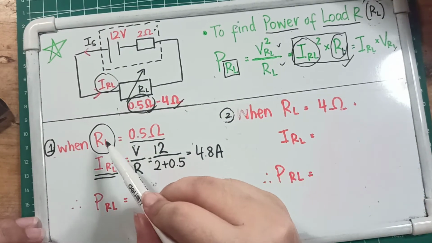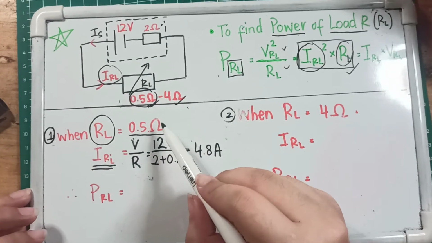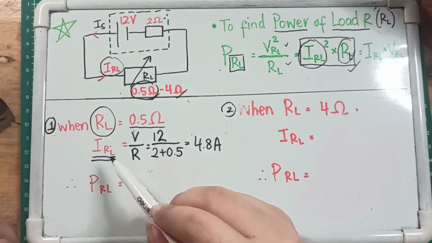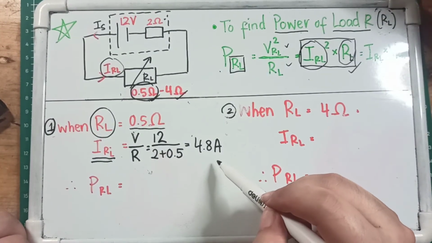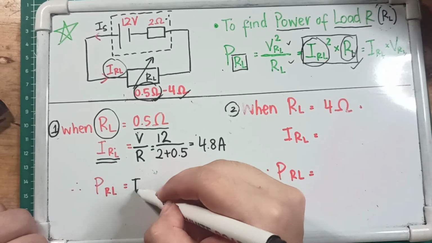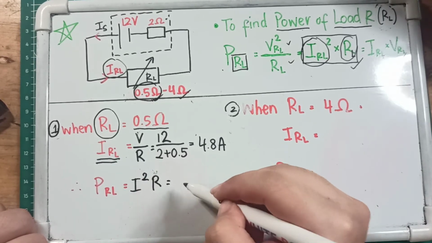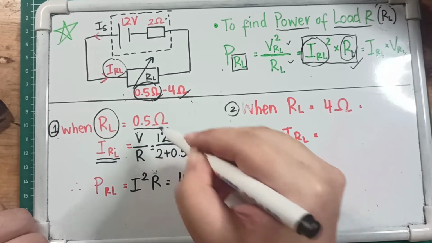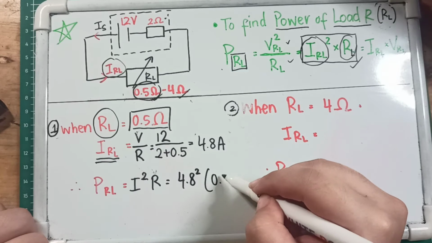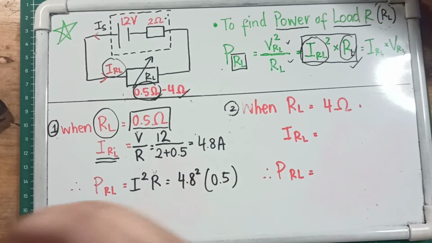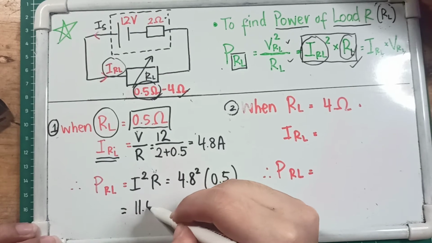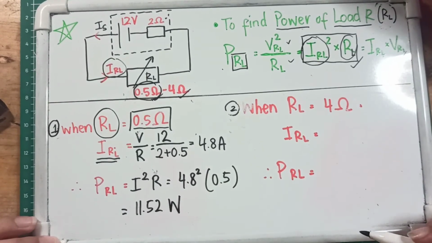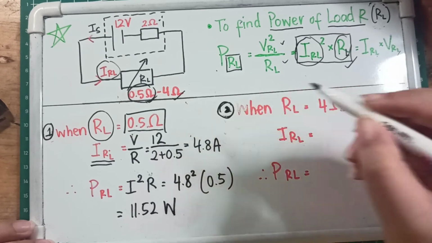So when the resistance is 0.5, the current flowing through the circuit and flowing through the load R is also 4.8. So the power is I squared R, which is 4.8 squared, times the R that we're using now, 0.5. So I think the value is 11.52 watts.